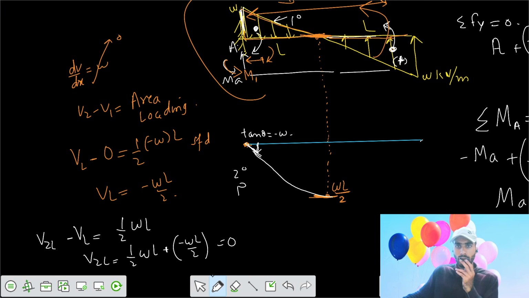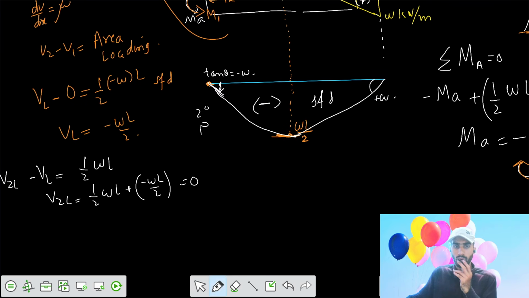And the slope here is 0, but the slope here has to be equal to W but positive. So we have the positive slope of plus W. This is your SFD. Final diagram is your negative SFD, and both sides are 2 degree parabolic. Now we have to make the BMD from the SFD.